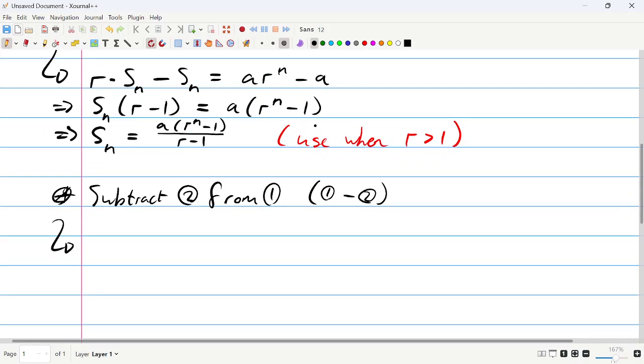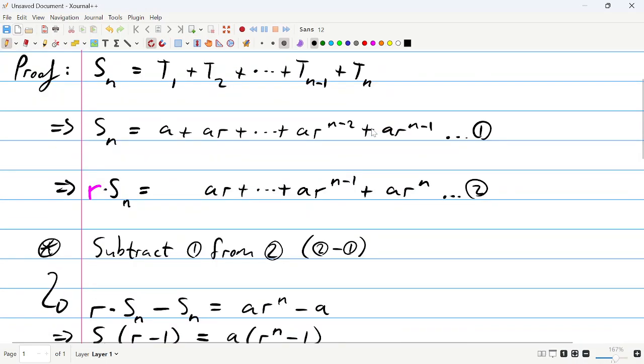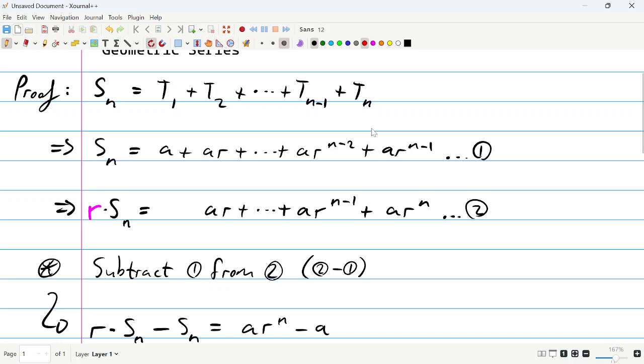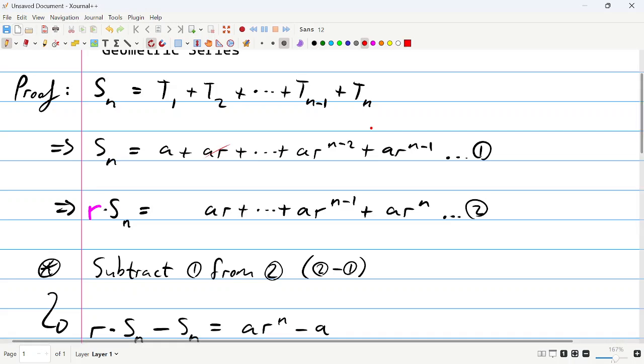So this just indicates we are going to take Sn, which is equation 1, and minus it by Rsn. And this is going to be the same as what? So let's say 1 minus 2, then what are we cancelling? Well, clearly, we're going to cancel the ARs, we're going to cancel these over here, and whatever was before that. And then all we're left with is A minus A times R to the power of N.